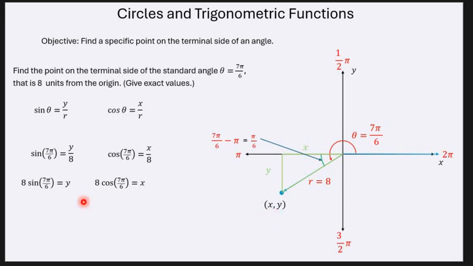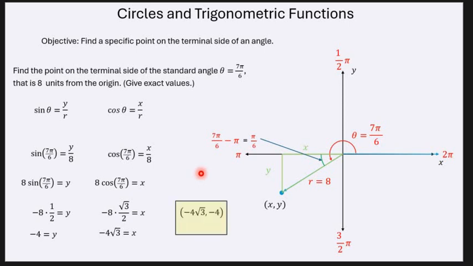The sine of a 30-degree angle is one half. The cosine of a 30-degree angle is the square root of 3 over 2. I'm just making sure that both the x and y values are negative to justify the point being in the third quadrant. So I'm just going to do this multiplication. I get y is negative 4 and x is negative 4 square roots of 3. So the ordered pair that's 8 units away from the origin on the terminal side of the angle 7 pi over 6 is negative 4 square roots of 3, comma negative 4.